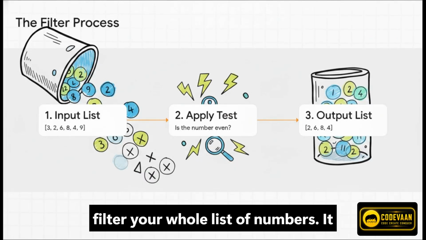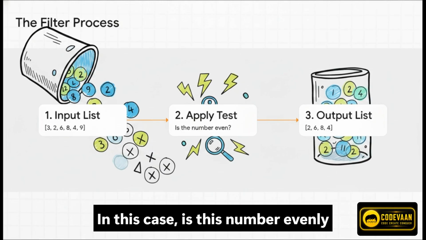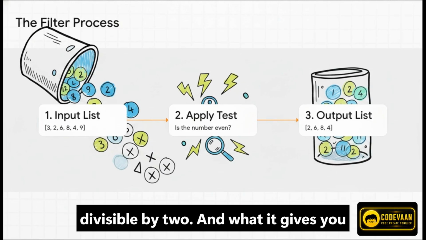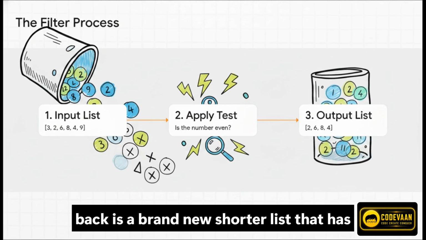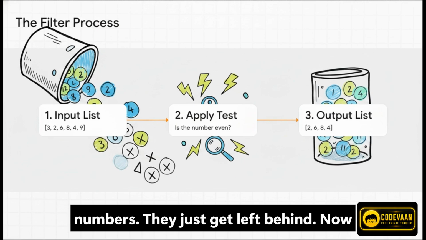So you feed filter your whole list of numbers. It then applies a test to every single item. In this case, is this number evenly divisible by 2? And what it gives you back is a brand new, shorter list that has only the items that passed. The odd numbers, they just get left behind.